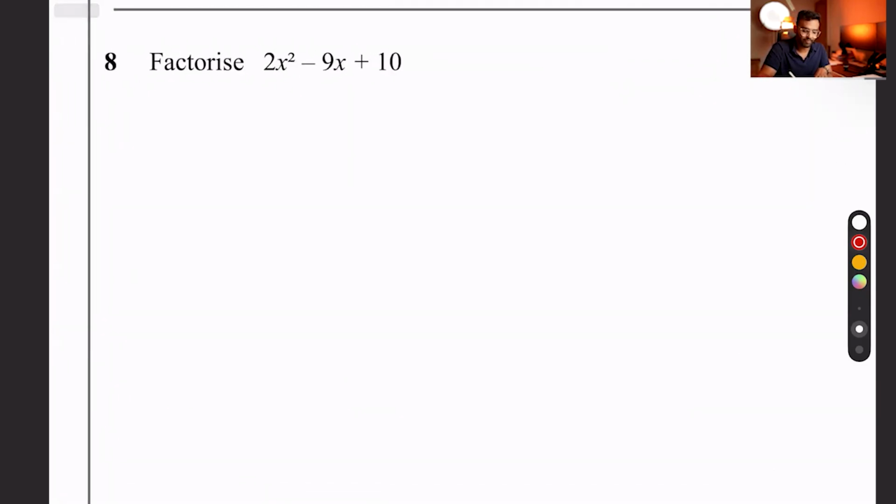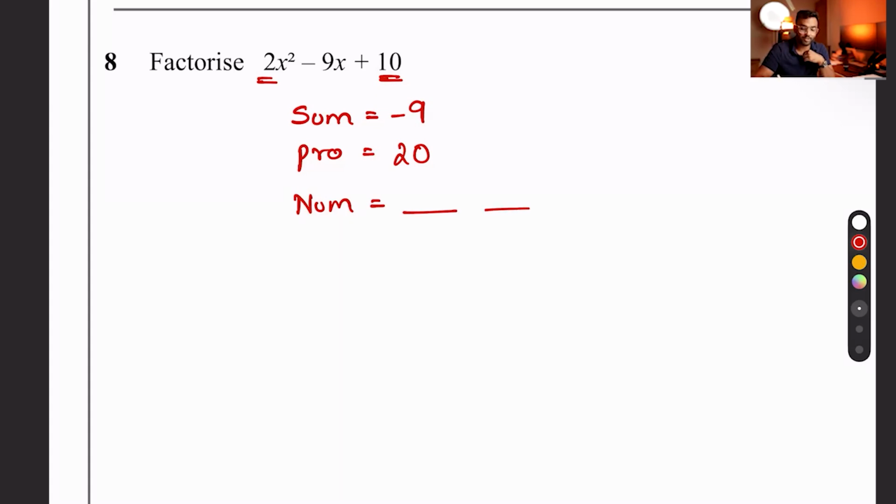A bit simple number. I have the sum minus 9. Product is that number multiplied with 2, so this is 20. You have to find the numbers. Let's say you're not sure what those numbers are. You have to find two numbers. So we break down the factors of 20: 4 and 5, then 20 and 1, and 10 and 2. Which pair would give you an addition to 9 or subtraction to 9?